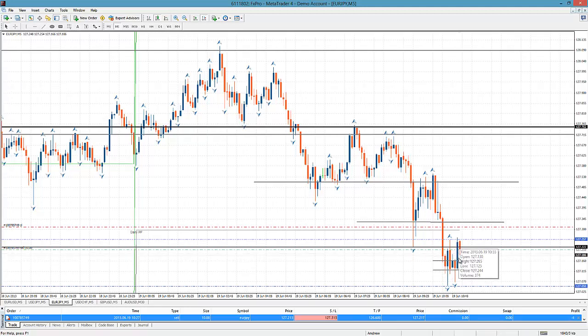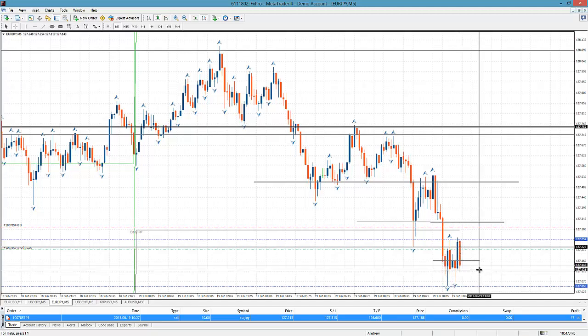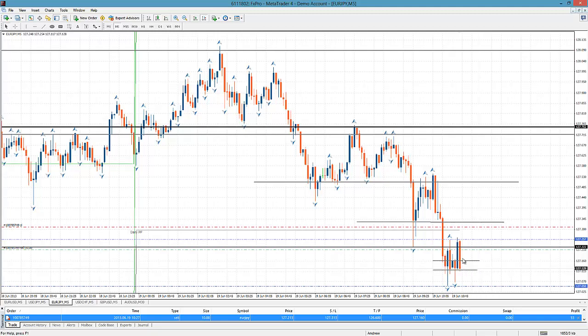This is where I would expect the buyers to try and take control and push price back above. However, if the sellers can step back in and close back below this area right here, 127.12 area, that will be very good. So nice bearish candle back below this will be very good for us. So let's wait and see what this candle does. This is sort of a key deciding factor now.